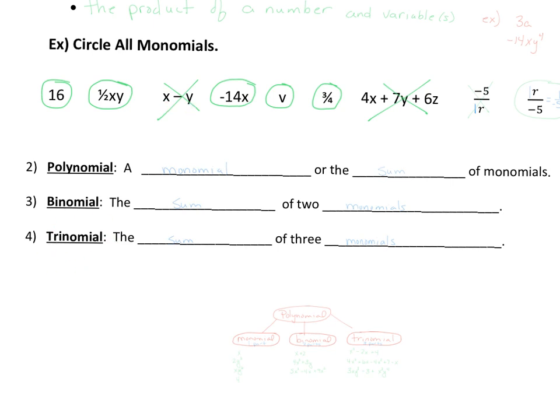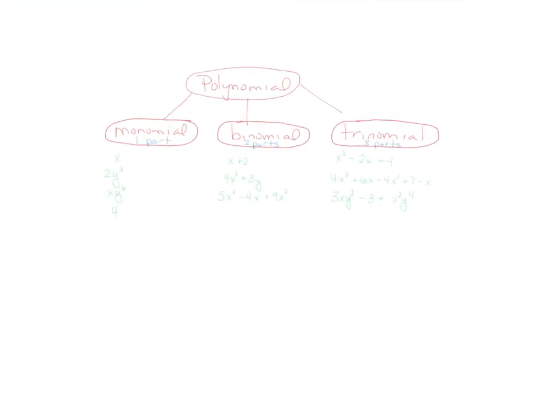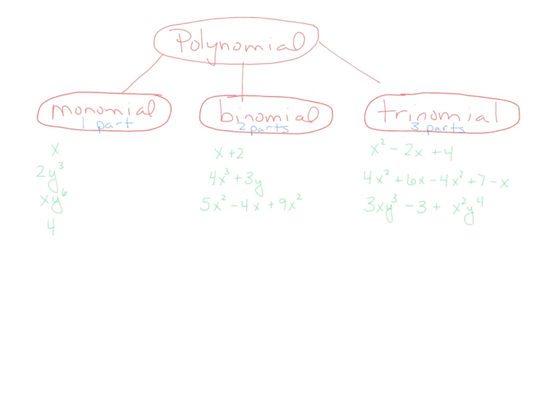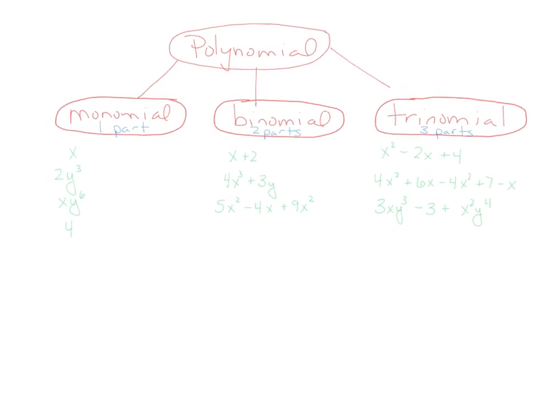For a trinomial, I look at the sum of three monomials, in other words, I have three parts. So this right here would be a trinomial because there are three sections. All right, so now we're going to put this table in just to give you a better idea. And we're also going to start talking about degrees. I know those are on the next page as far as definitions go, but we're going to start talking about degrees as well.